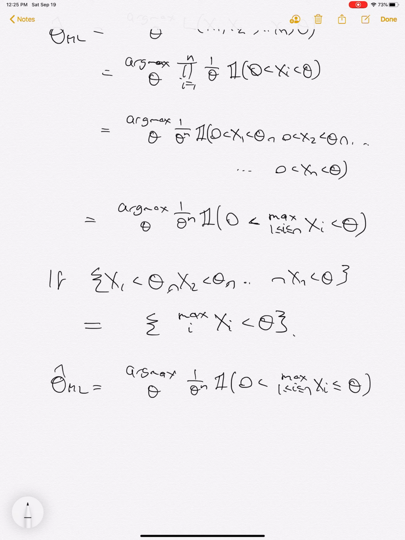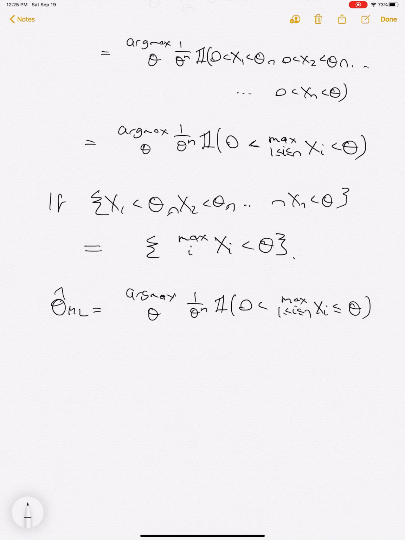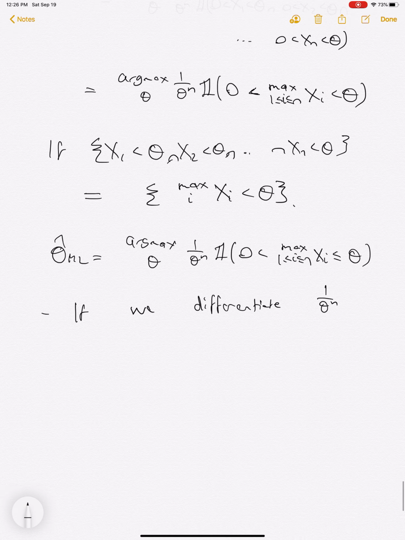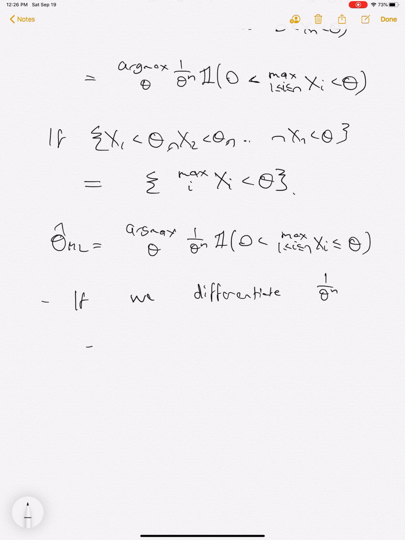The function that we're trying to maximize is 1 over theta to the n, times the indicator that the maximum of these n values is between 0 and theta. Let's think about this function. We could certainly try to differentiate. If we differentiate 1 over theta to the n, you just get negative n over theta to the n plus 1, and that is never 0.